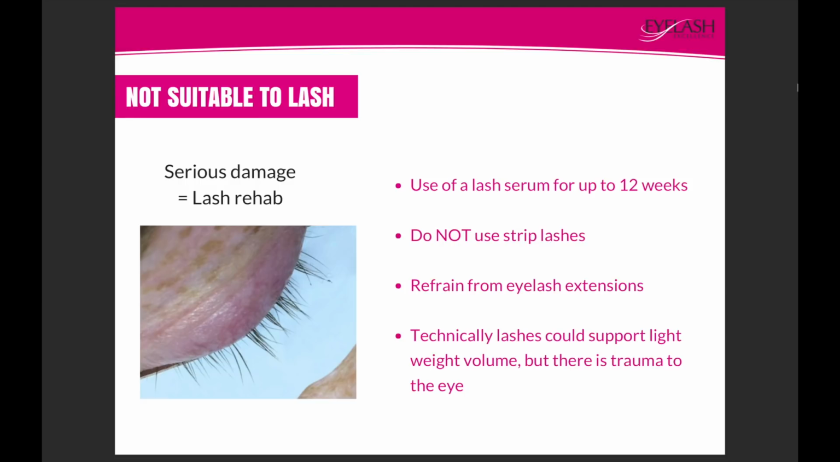And then also, although, like I said, technically you could lash this client with a very, very lightweight set, there is trauma to that eye. So for that reason, just leave it alone. Let that eye just rest up, and then come back in 12 weeks when a whole lash cycle has been done and it's safe to put very lightweight extensions back on.